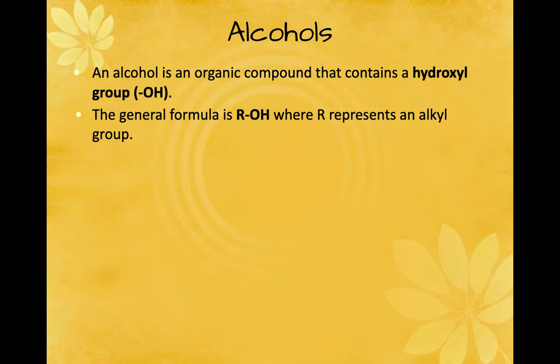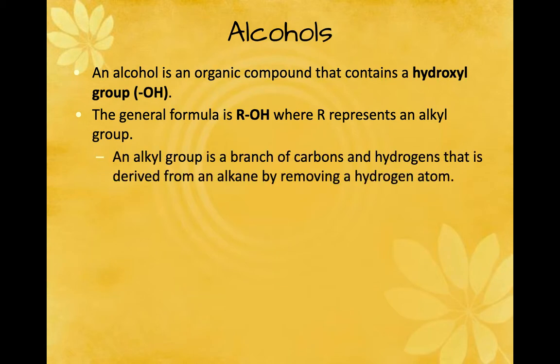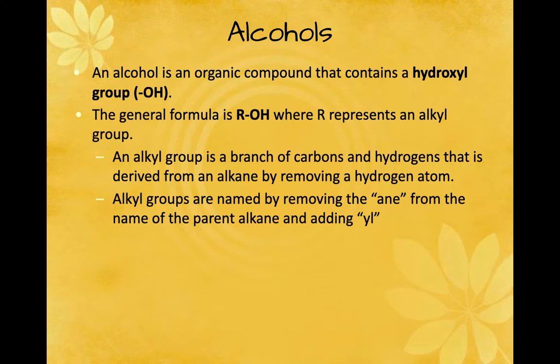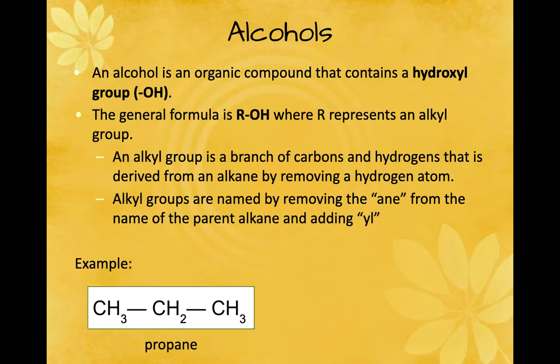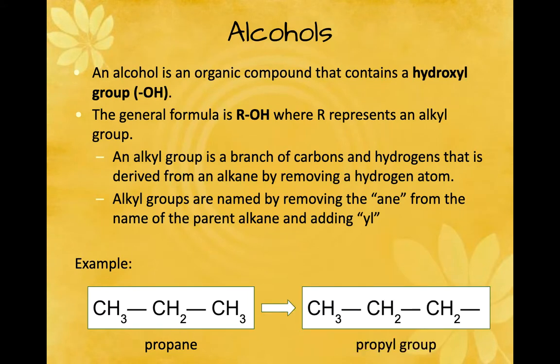The general formula for an alcohol is ROH, where R represents an alkyl group. So what is an alkyl group? Well, it is a branch of carbons and hydrogens that's derived from an alkane by removing a hydrogen atom, and that allows it to bond to something else. We name alkyl groups by removing the ane from the name of the parent alkane and adding YL. As an example, here's propane, a 3-carbon alkane. If we remove a hydrogen so that it can bond to something else, we would then call it a propyl group.